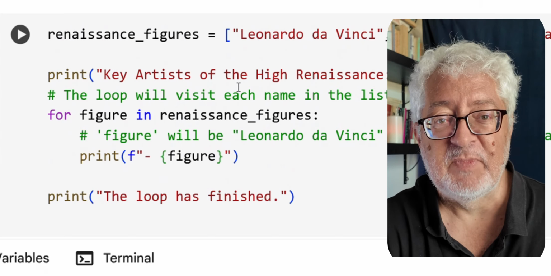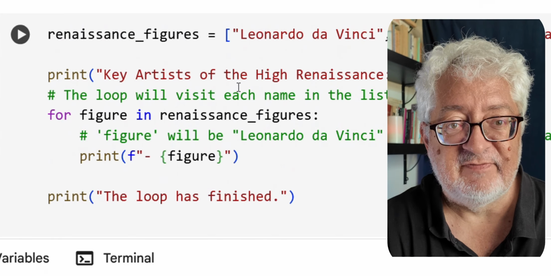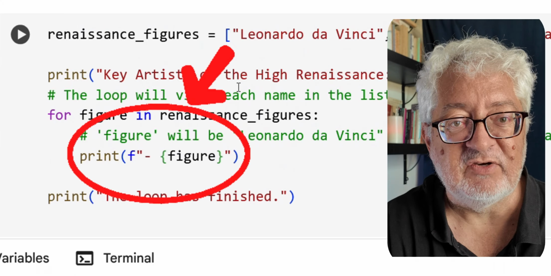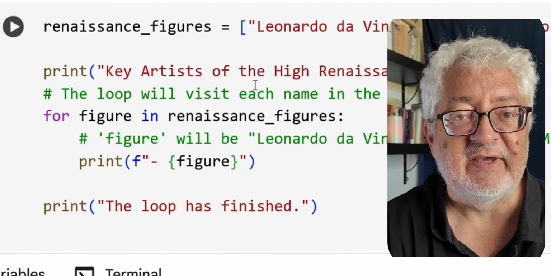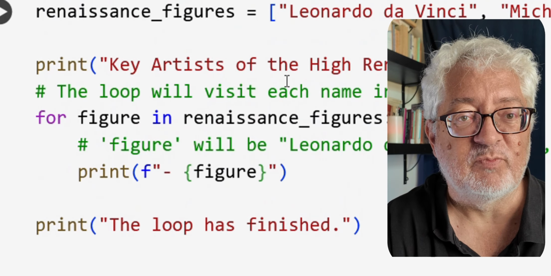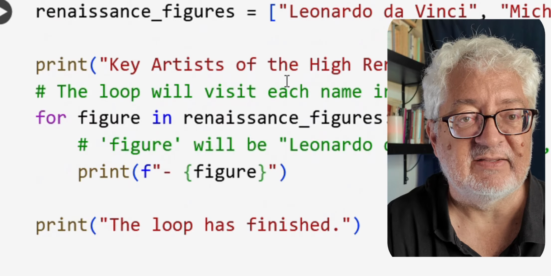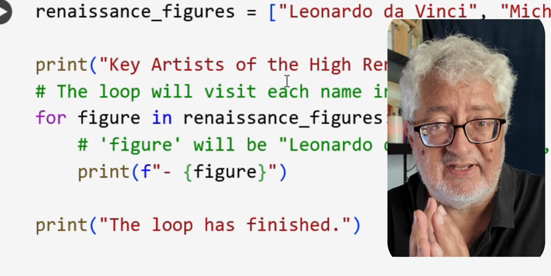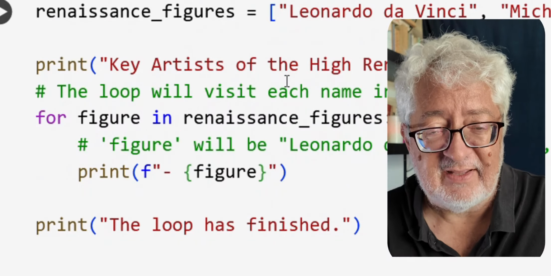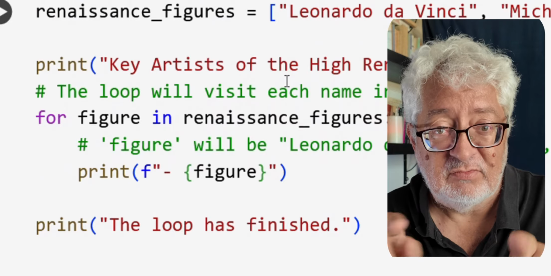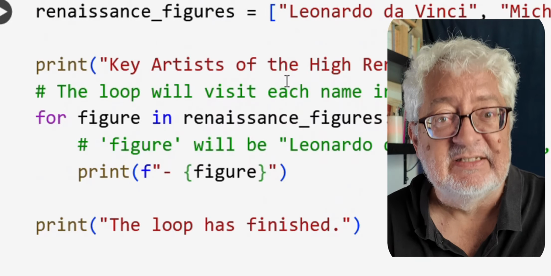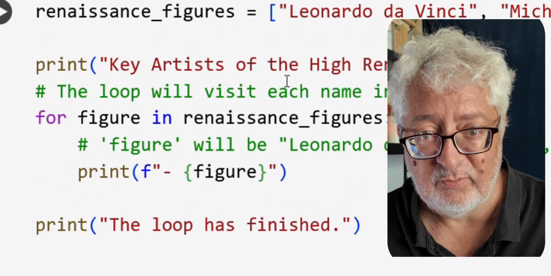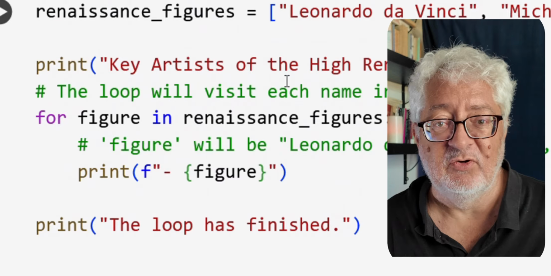And each time figure will be one of these names. And then I print figure, and you see here this print f is an f string. You remember f strings, what they do? They print whatever is in quotes. So in this case, it would print this little dash character, this little line, and then it would replace what is in curly brackets with the value of the variable. So in this case, figure. And figure, because of the for loop, will be a different thing each time the loop is run. In the end, it will print the loop is finished.